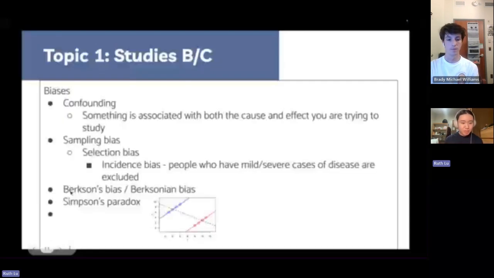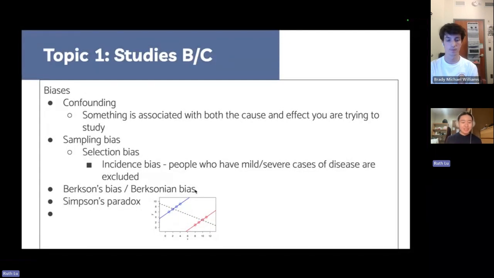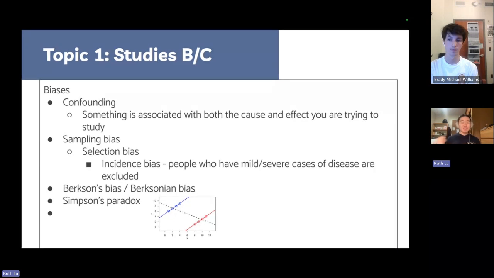Another example of this is Berkson's bias, or Berksonian bias. This mostly arises when you take a study population from a hospital, because people in a hospital are likely to have comorbidities and other health issues already. These become confounding factors for the actual cause and effect you're trying to study. Finally, there's this interesting thing called Simpson's paradox.